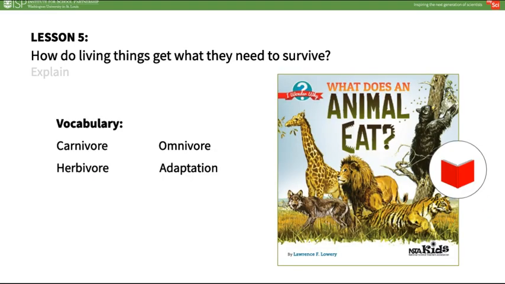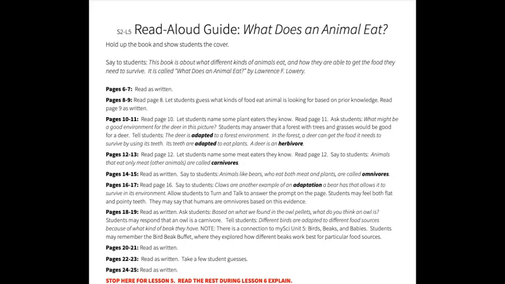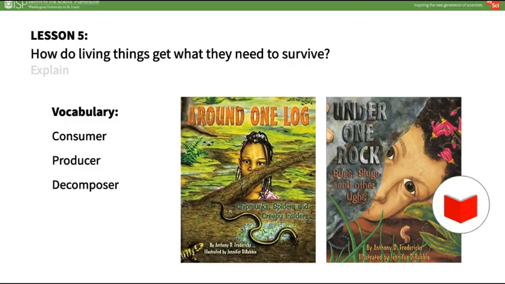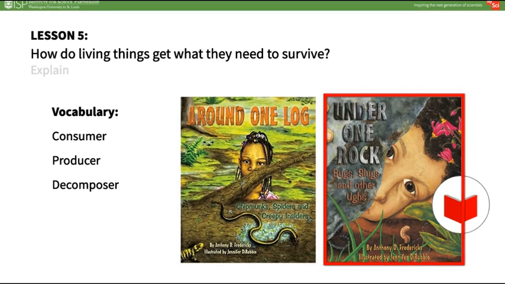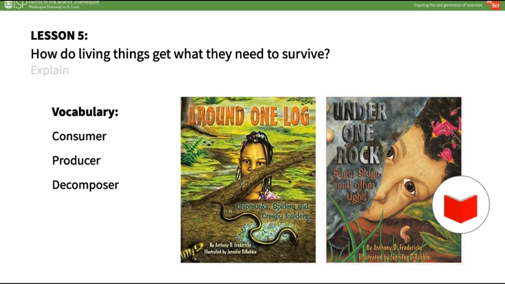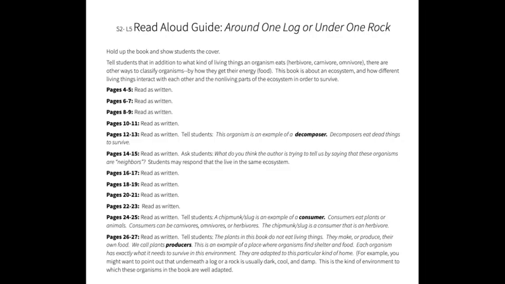Then use the Read Aloud book, What Does an Animal Eat? A detailed read aloud guide with specific support for related vocabulary is available in the teacher pages. The kit also includes one of the following books: Around One Log or Under One Rock. Look for the book included in the kit and read this book aloud to students as well. A detailed read-aloud guide for either book is also included in the teacher pages.